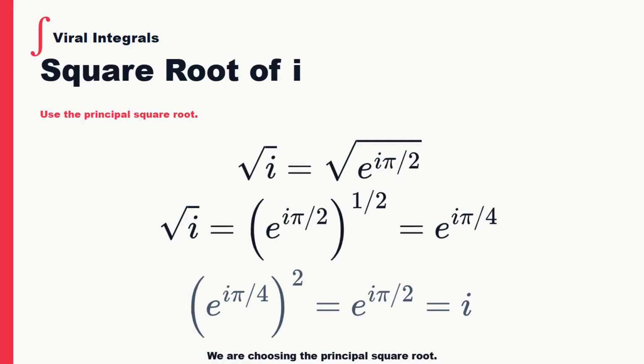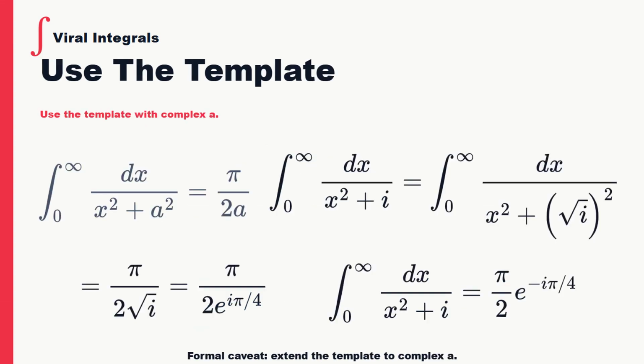Since i equals e to the i pi over 2, its principal square root is e to the i pi over 4. Squaring e to the i pi over 4 gets us back to i to make it fit the template.